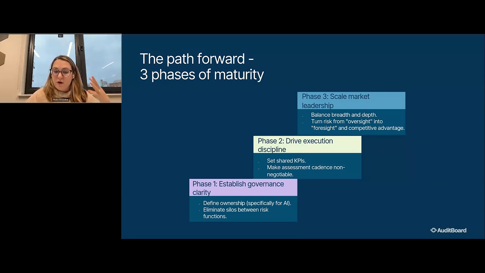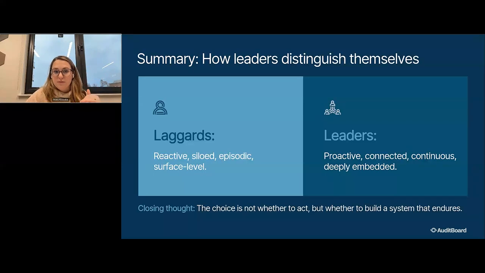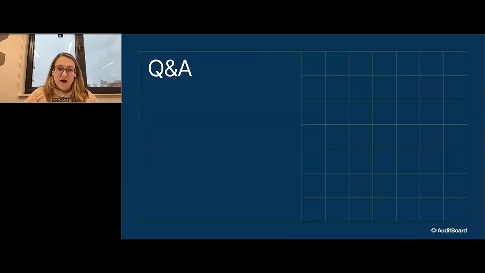So leaders who go forward and start to build out this path are going to start to get out of that middle maturity trap as well. And here we have the final slide around the laggards and the leaders. Reactive are the laggards. They're siloed, and they just update their controls and frameworks when needed. Leaders are proactive, they're connected. They're continuously working together overall. So the choice is not whether to act, but whether to build a system that endures. And that's ultimately the crux of assurance, or the resilient organization, overall.